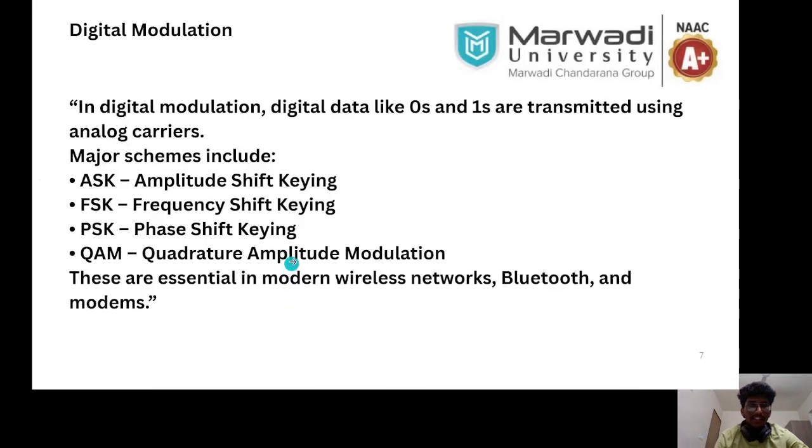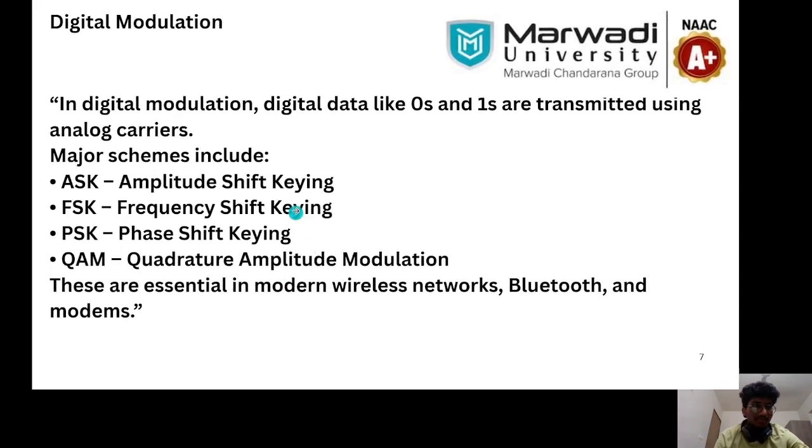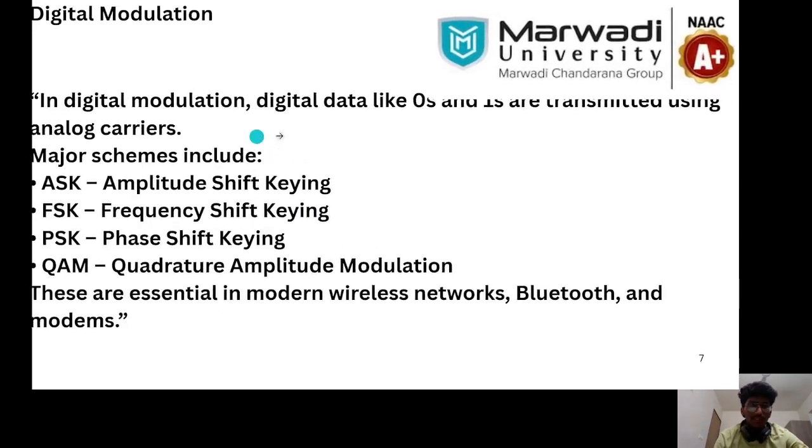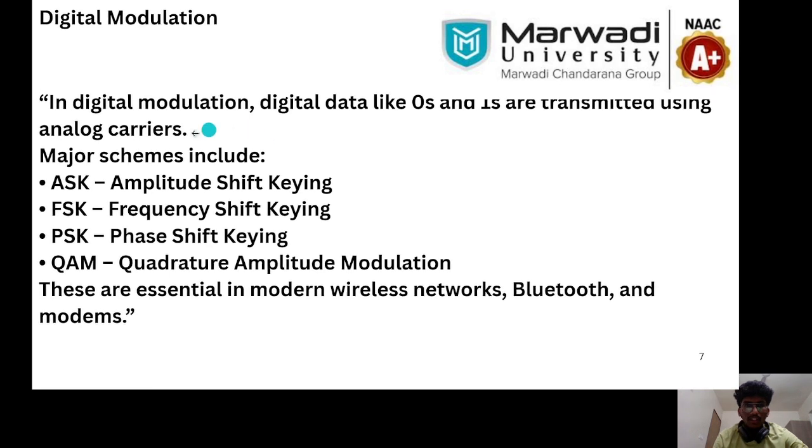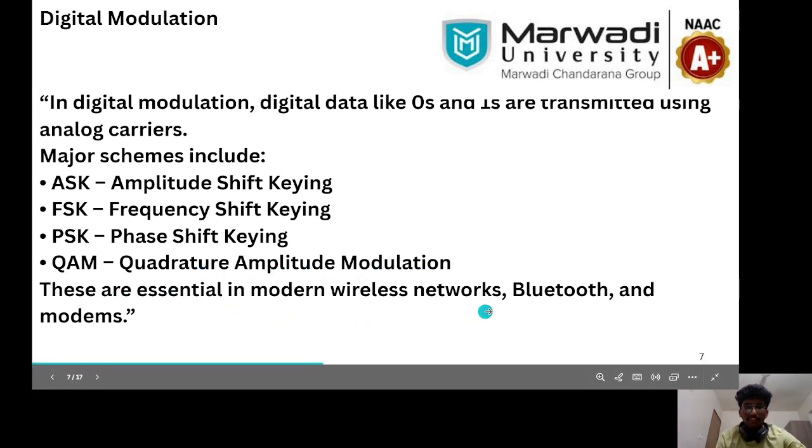And next, here is the digital modulation. Digital modulation transmits binary data, zeros and ones. Major schemes include ASK, FSK, PSK, and QAM. QAM is nothing but quadrature amplitude modulation. These are essential in modern wireless networks, Bluetooth, and modems.